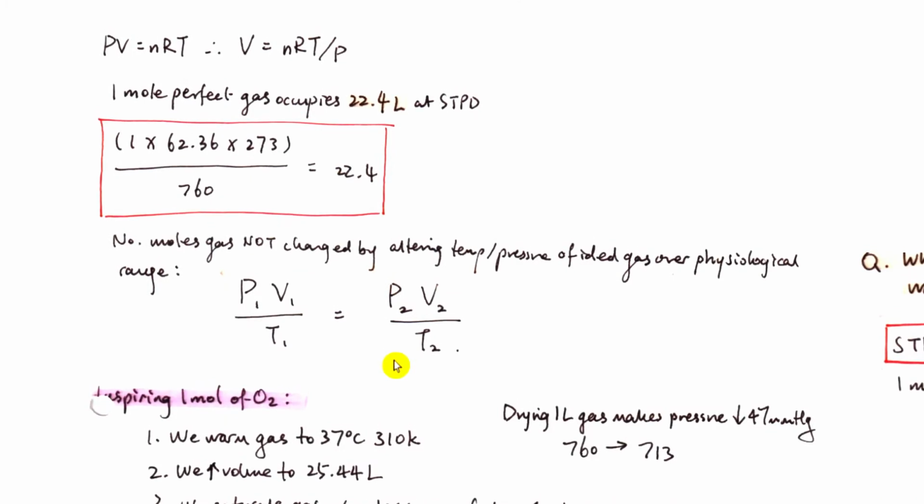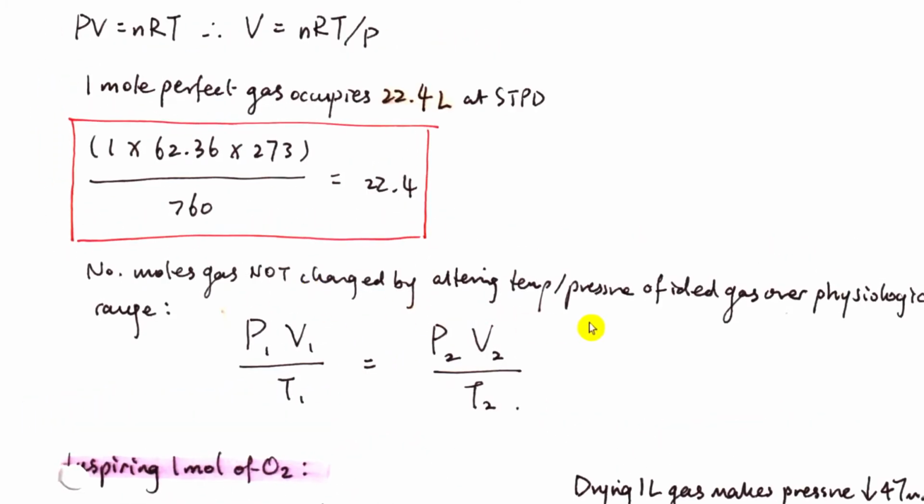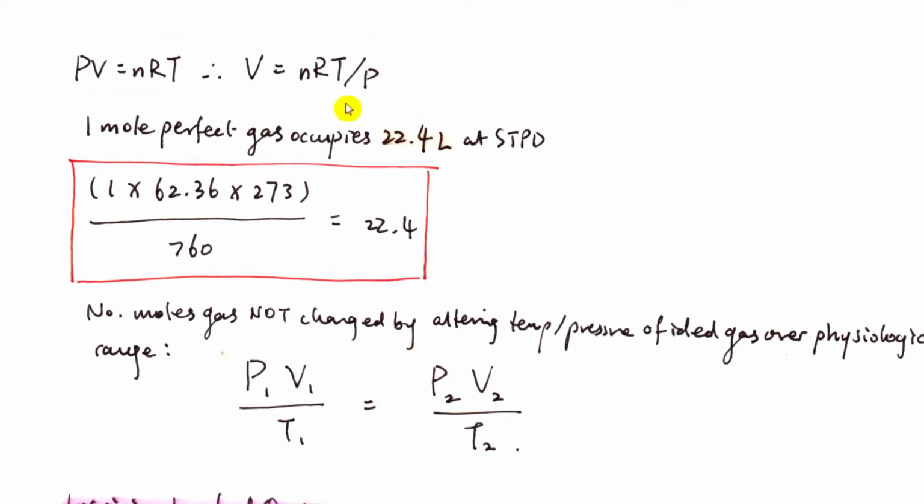Now, the number of moles of the gas is not changed by altering the temperature and pressure of an ideal gas over the physiological range. You'll know that from chemistry, a mole is just a quantity of molecules. So it's Avogadro's number, 6.02 times 10 to the 23, and that is not changed by altering the temperature. You can't make more moles of an ideal gas by changing the temperature or pressure. Therefore, we can work out this equation, which is derived from the previous one. If we move T to the other side, PV over T equals nR. And this is the same for any gas.